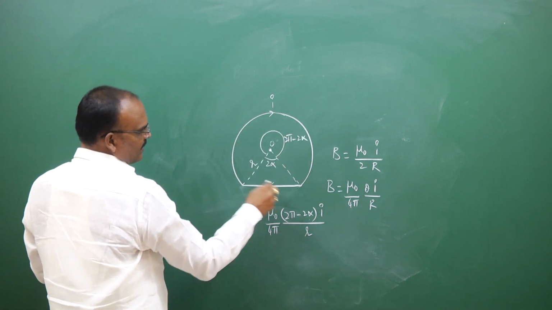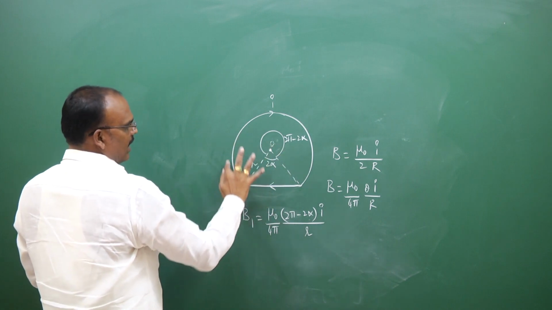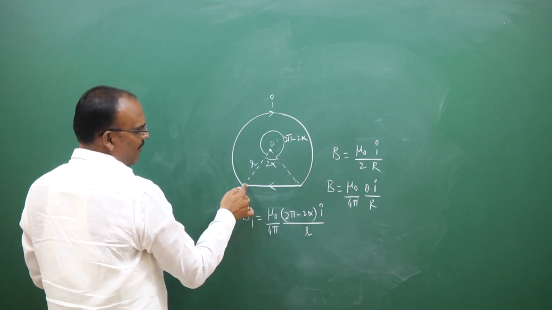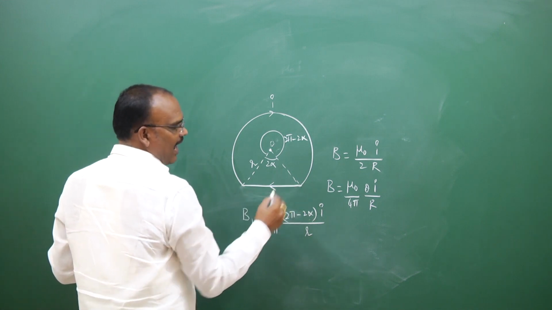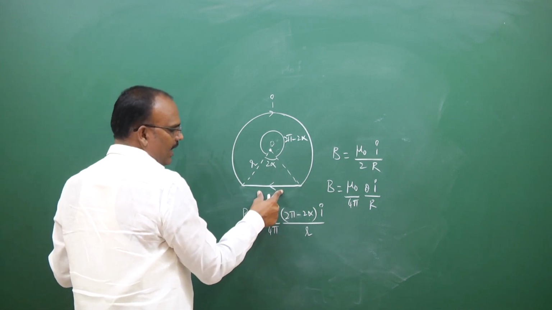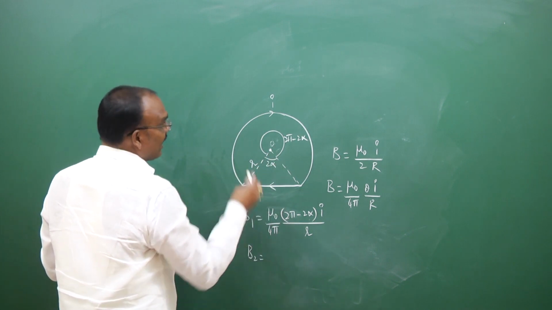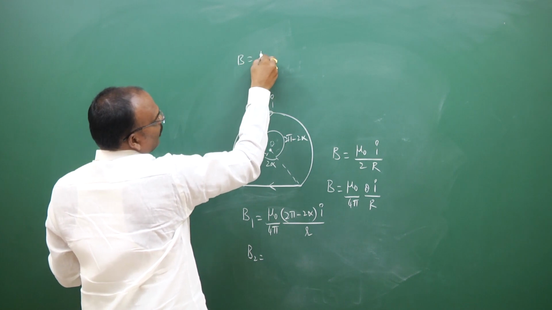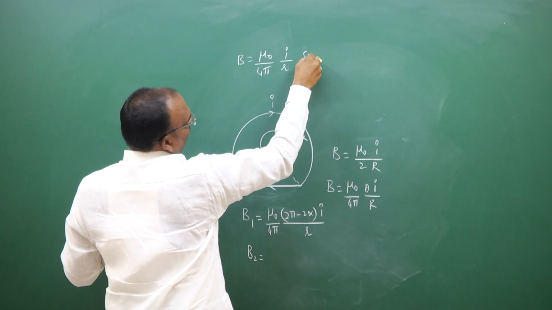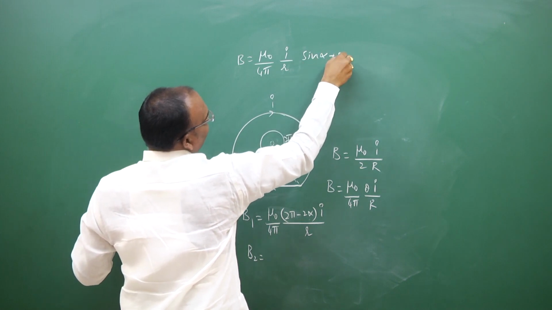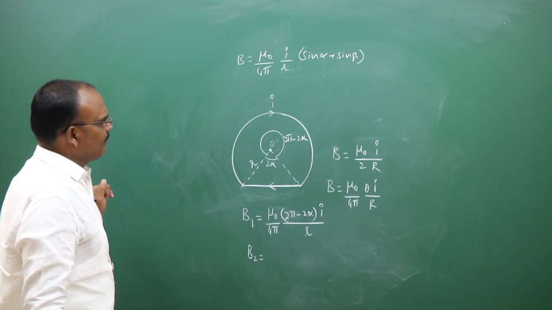This same current passes here. Due to this straight conductor also it is into. Here we have one arc, here we have another straight conductor. See, this straight conductor is a straight line, a straight conductor of finite length. Magnetic field due to straight conductor B is equal to mu naught by 4 pi I by R into sin alpha plus sin beta.